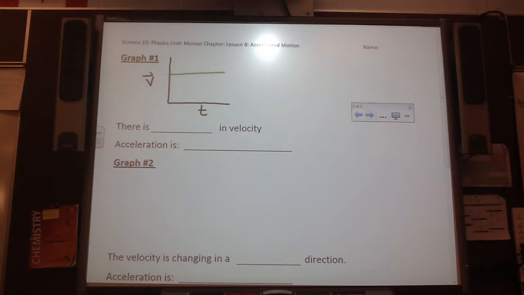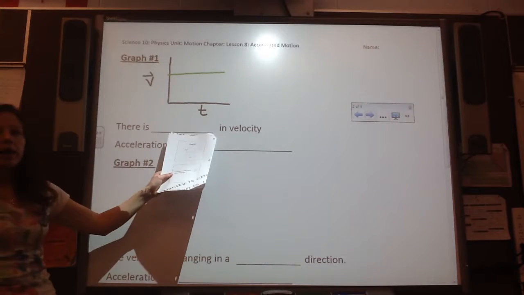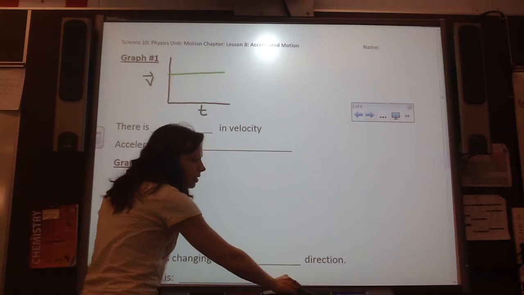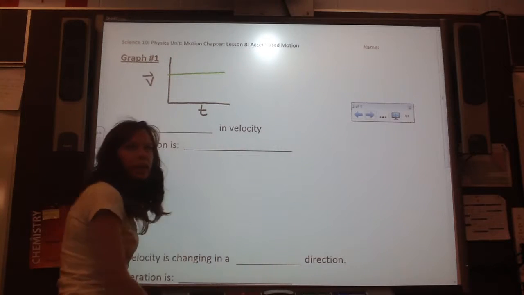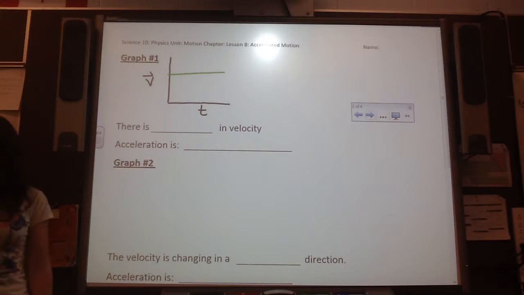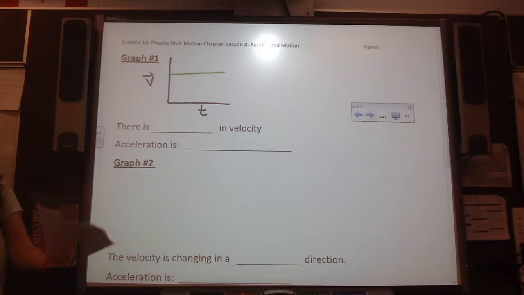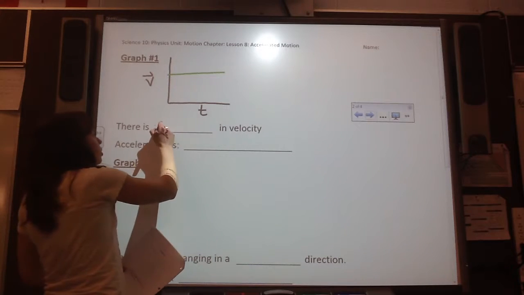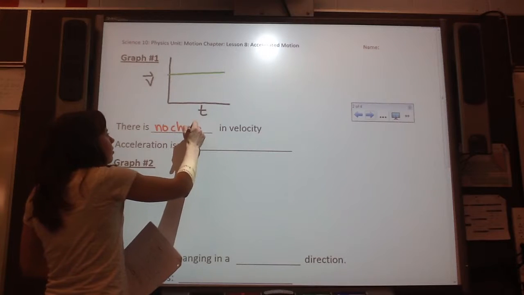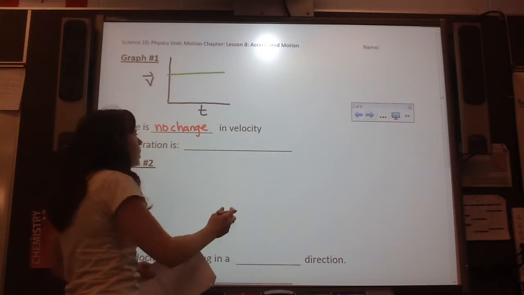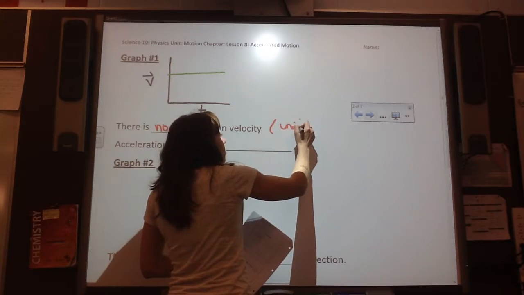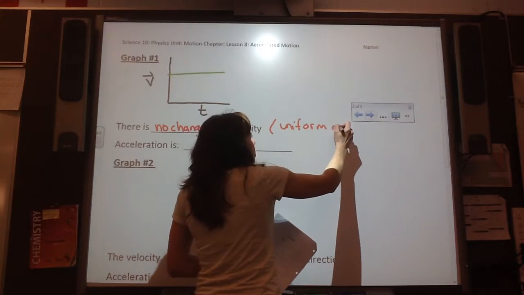What would we say about the velocity? What's happening with the velocity? Is it changing, or is it staying the same? It's uniform motion. It's constant. Yeah, so we can say there is no change in velocity. It's staying the same. Right? So uniform motion.